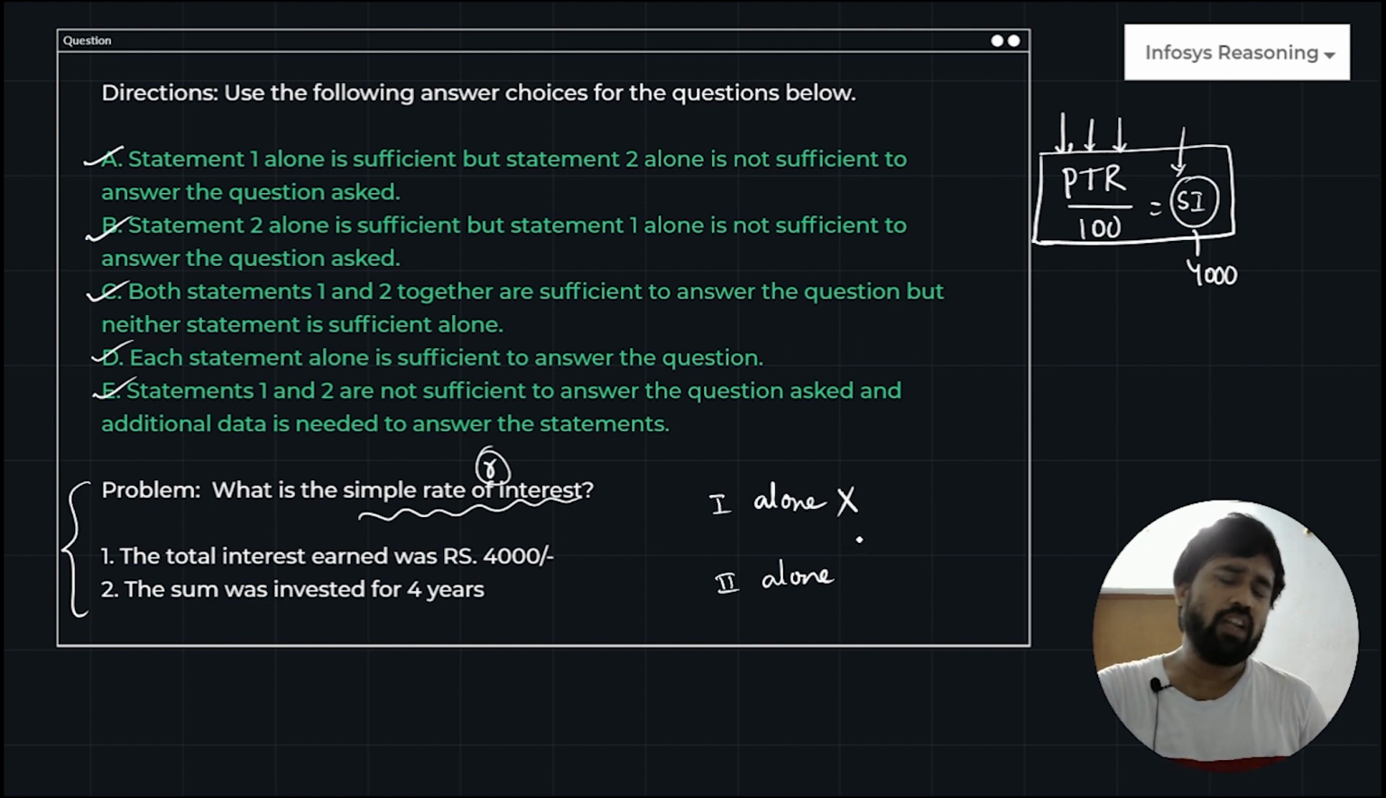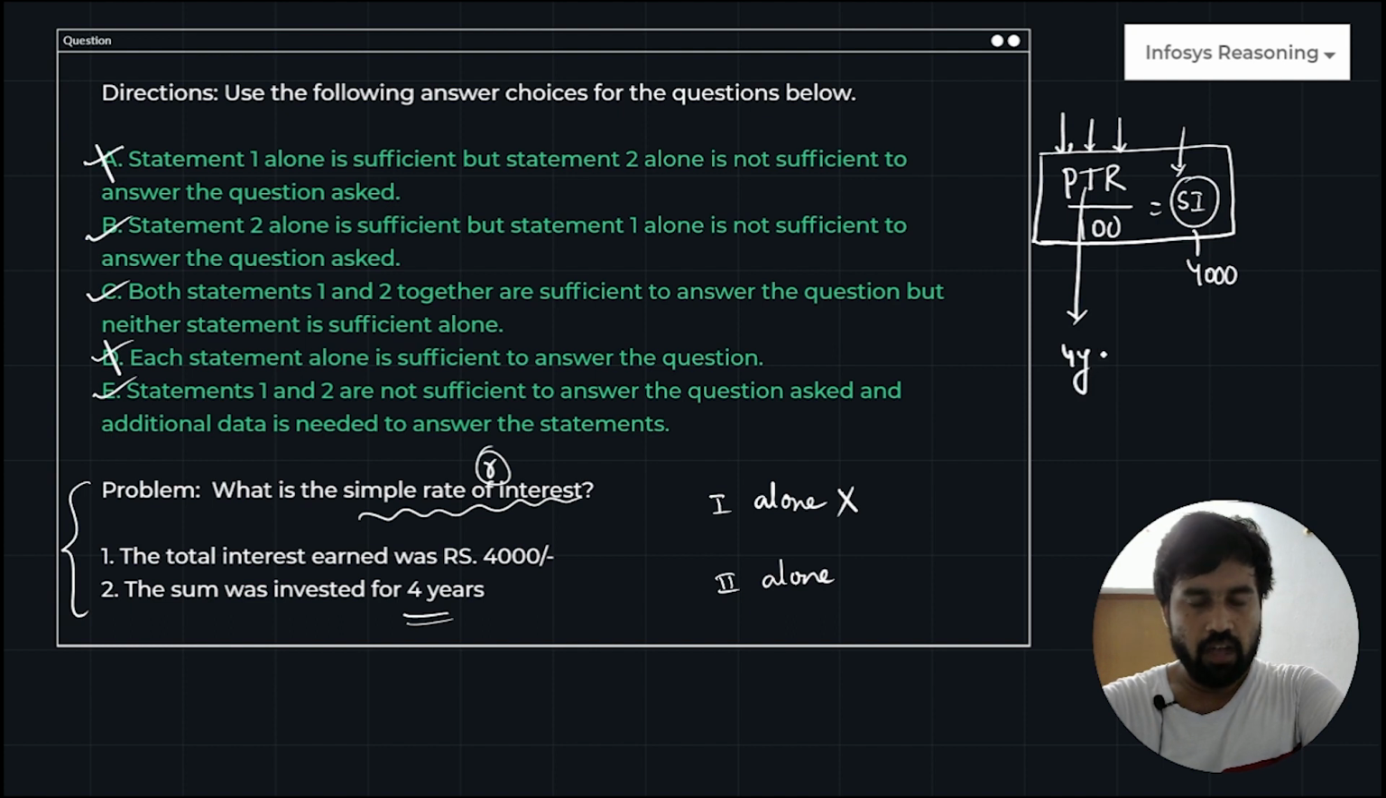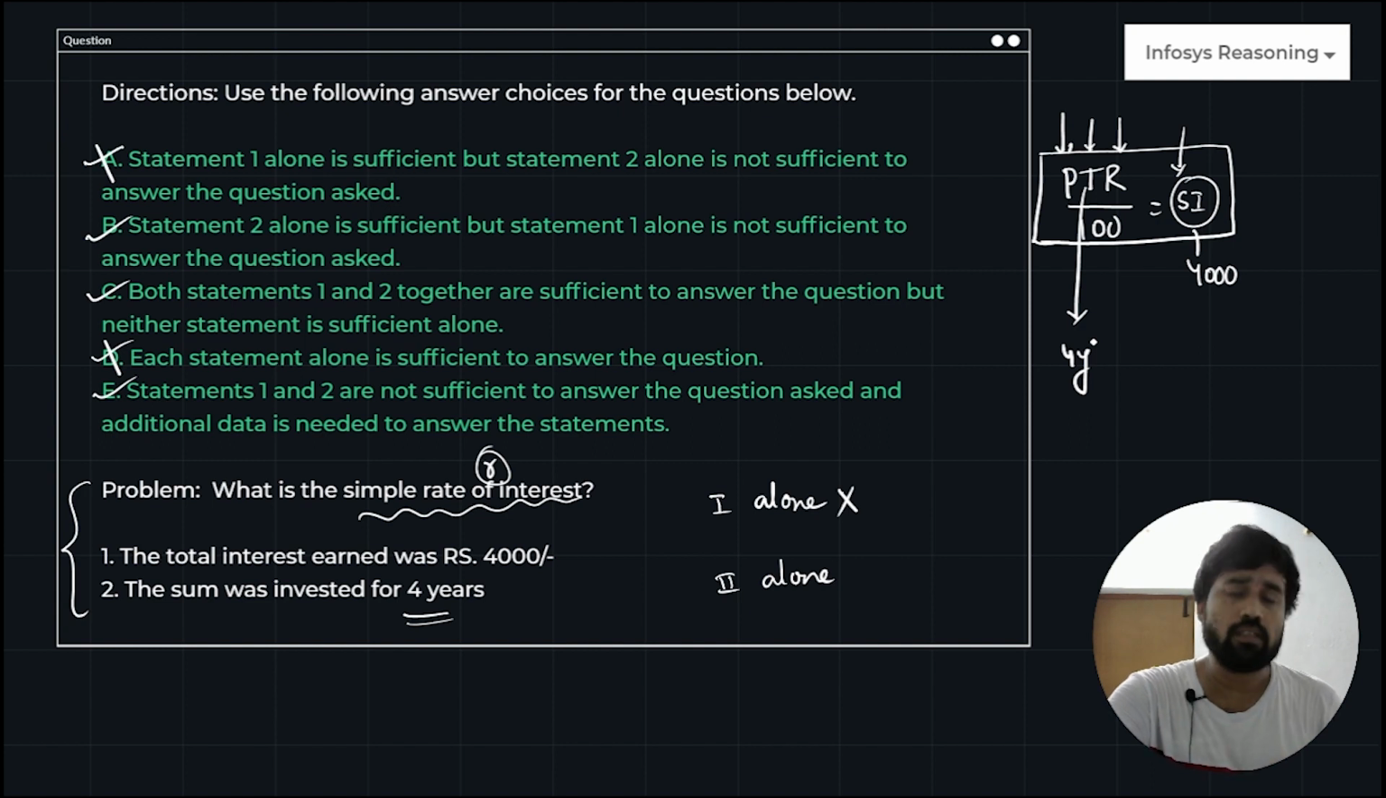So whenever statement one alone is not sufficient, option A and option D got eliminated. So just look into the next one. Statement 2 alone. The sum was invested for 4 years. So the amount is invested for 4 years means the T value is given as 4 years. Don't compare with the previous statement. Only the T value is given and we don't know the remaining 3 variables. We have only the T value, but we don't know the P value, R value and SI value. So statement 2 alone is also not sufficient. So option B also got eliminated. So join them together now.